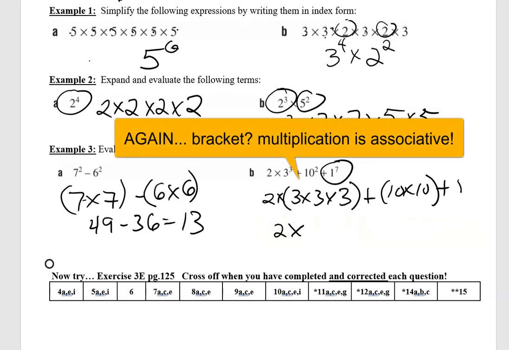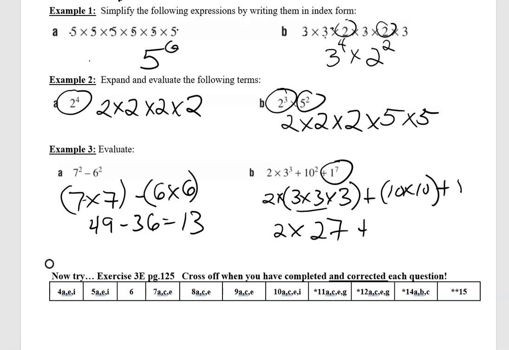So working these out, 3 times 3 is 9, times 3 is 27, plus 10 times 10 is 100, plus 1. What do I do next? Well, I'm going to have to do this one. Can't do the addition yet. 27 times 2 is 54, isn't it? We should be putting equals in all these. Plus 100 plus 1 equals, I've run out of space, 155.